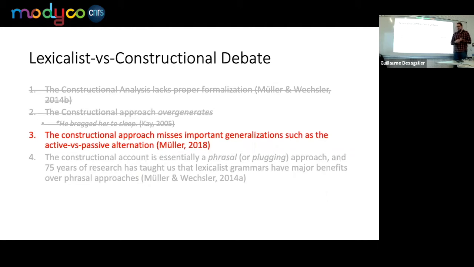Next criticism: the constructional approach misses important generalizations such as the active versus passive alternation. Okay, there are a lot of hidden assumptions in this criticism. The assumption is that these constructions have a particular relation that is very important. And there is obviously some relation between the active and the passive. But in construction grammar, this is what Adele Goldberg calls the surface generalization hypothesis, that often we can learn more about a construction by looking at the construction itself and what it's doing.